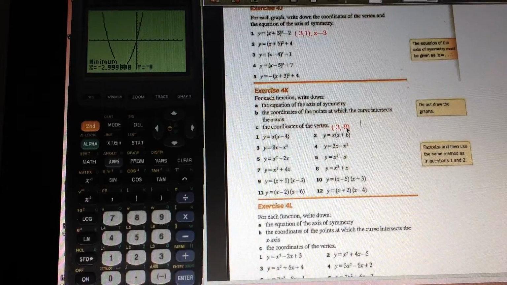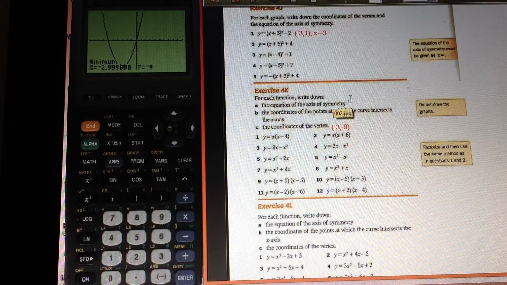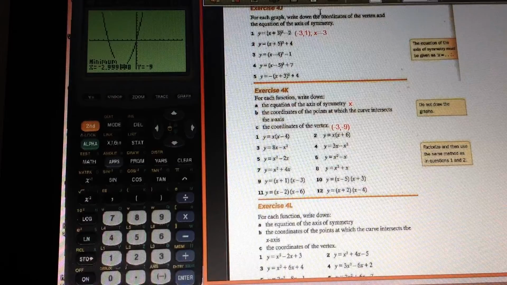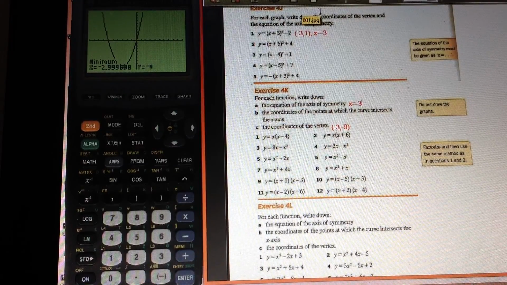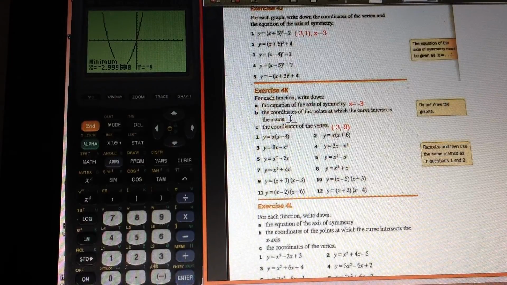And yes, once you get the vertex, you can answer the question for the equation of the axis of symmetry. We say that is my x value. So we can say the equation is x equal to -3. So that is my equation of the symmetry. Alright, so now we're going to answer the next one.